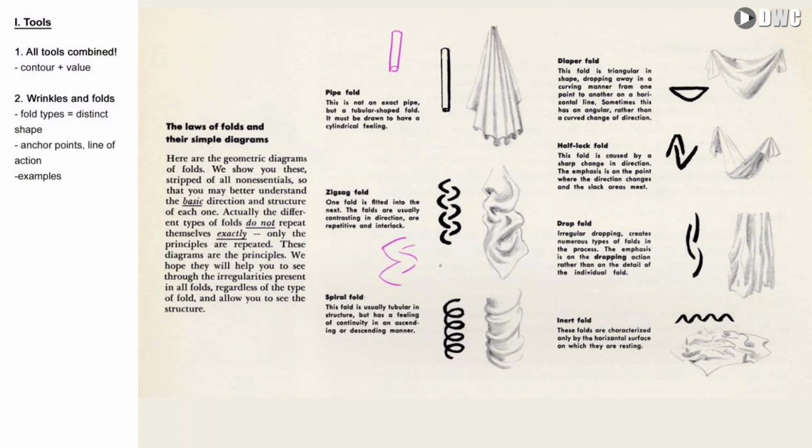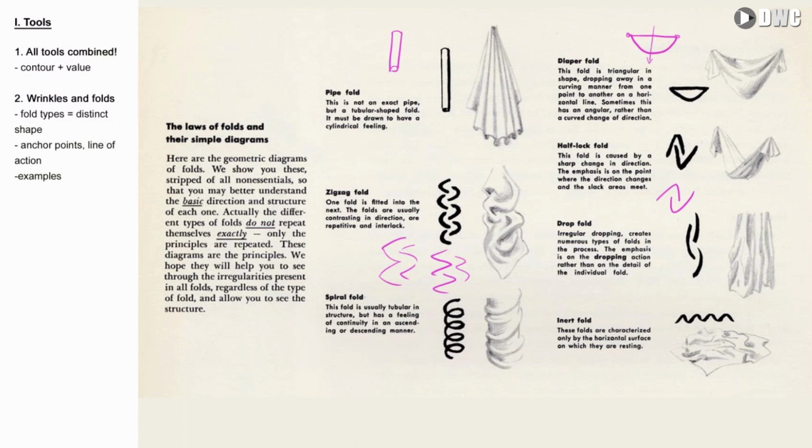Zigzaggy folds look like Z's. When you see kind of a zigzaggy Z pattern, you go, okay, those are types of folds. Diaper looks like a U, sort of like a wide U, like a bow and arrow, because it has two anchor points. And half lock looks sort of like a zigzag, but they interlock a little bit more. So you'll see that quite a bit.